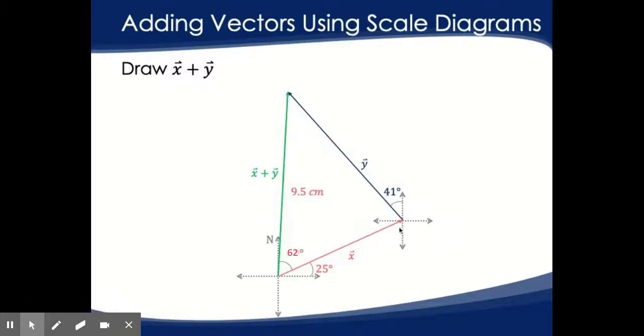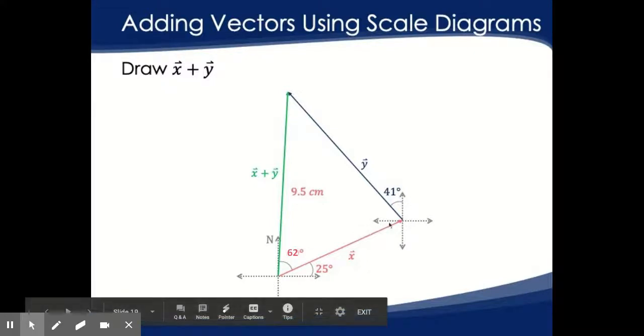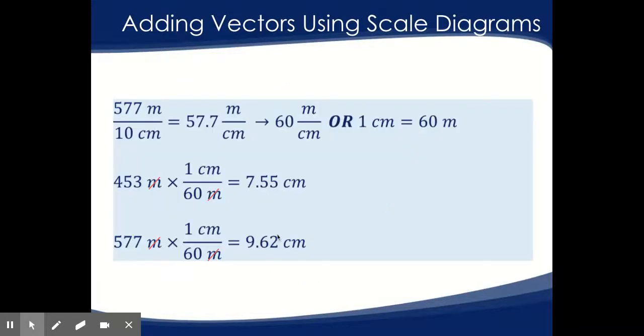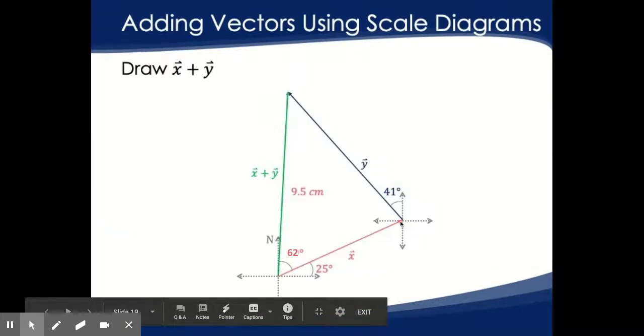And then we draw Y starting from the tail of X, so it's head to tail. We put the tail of Y at the head of X. I have another little coordinate plane just to measure my angles from. For this one, we were 41 degrees west of north, so we're measuring that angle of 41 degrees west of north. This one needed to be 9.62 centimeters long. Once you get the angle, you just draw the line the length it needs to be to represent the magnitude.